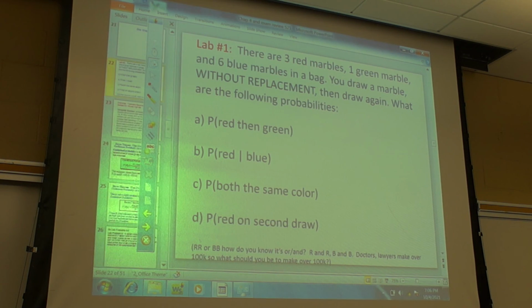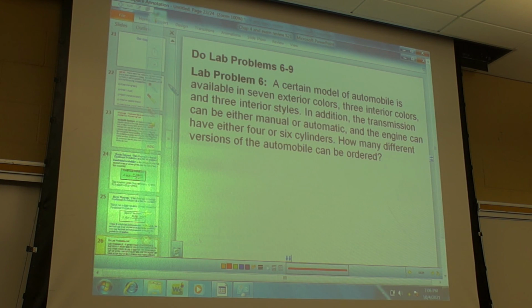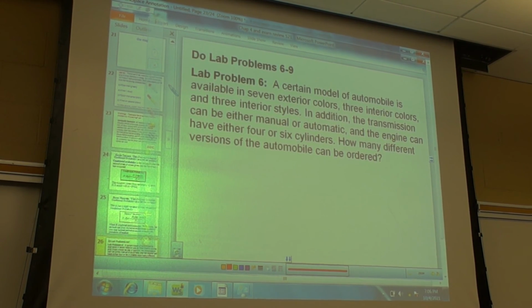Okay, let's take a look at some other stuff. Lab problems 6 through 9. I don't think that we finished all of those last class. So 6, 7, 8, 9, those 4 problems, work on them. And then we'll go over them. So we have 6 minutes to work on them. So pause the video now, and then we'll go over it when you guys are done.